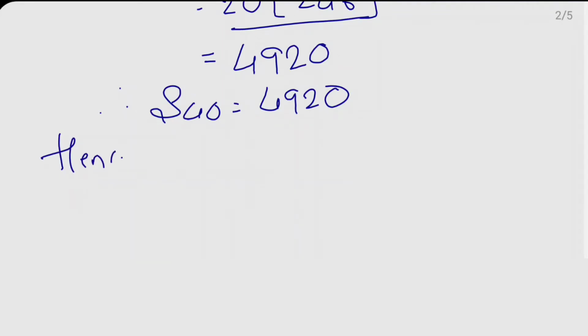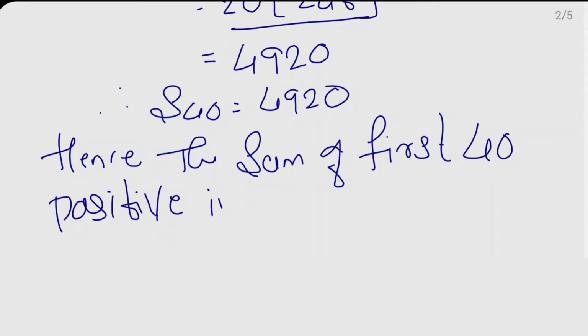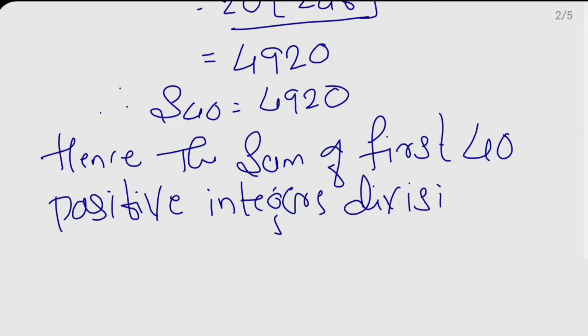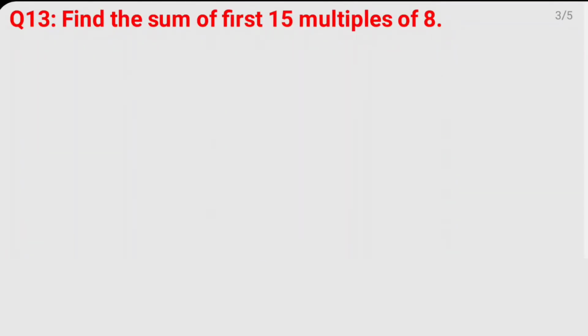Hence, the sum of first 40 positive integers divisible by 6 is 4920. Is it clear? So well students, look at the next question.